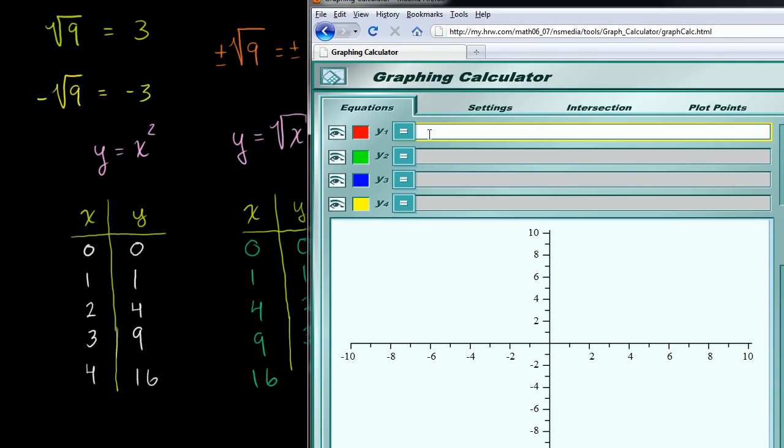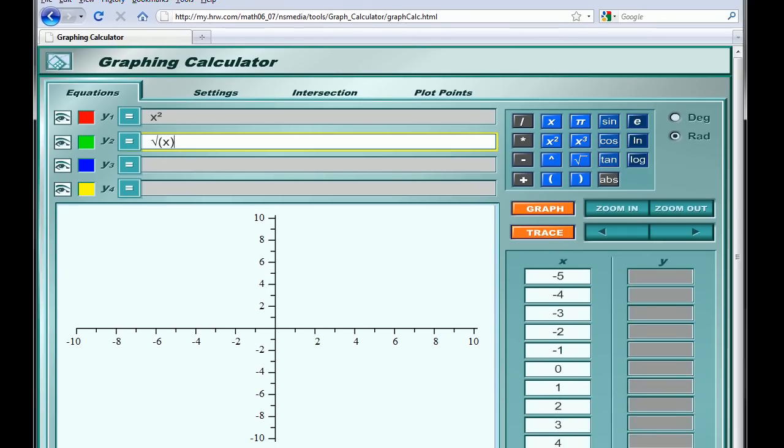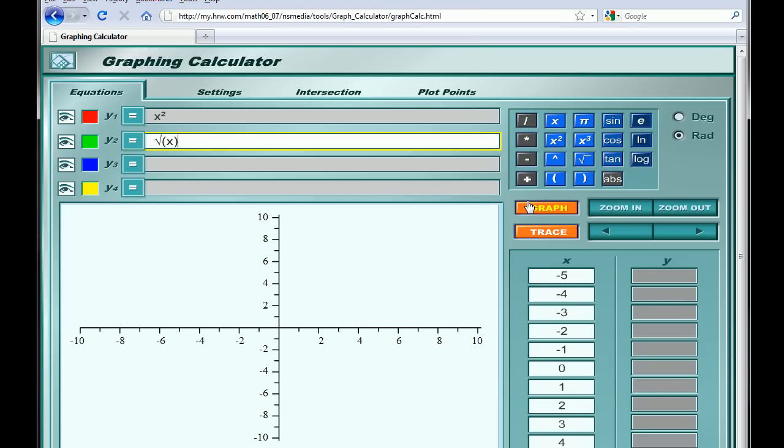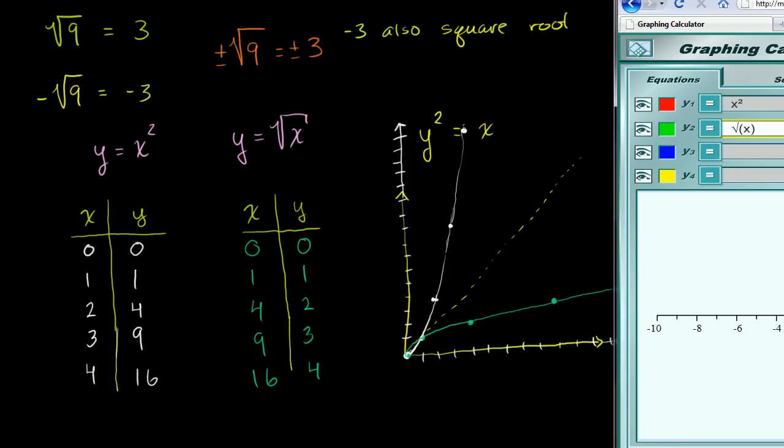OK, so let's first just graph y is equal to x squared. And then in green, let me graph y is equal to the square root of x. I have some buttons here on the right, squared and the radical sign and all of that. So first it did x squared, and then it did the square root of x. And look, if you just focus on the first quadrant right here, you see that you get the exact same result that I got over there, although mine is messier.